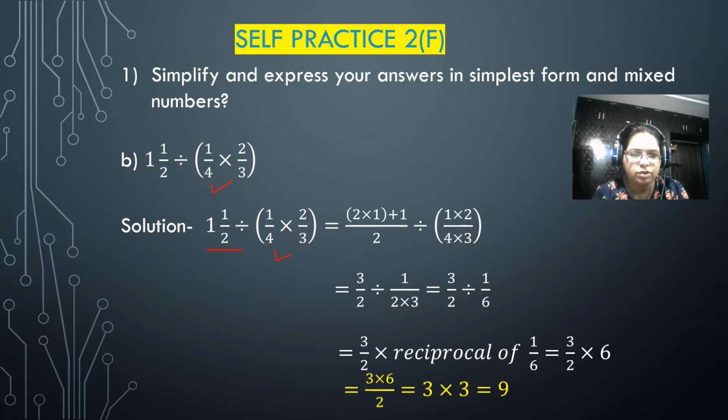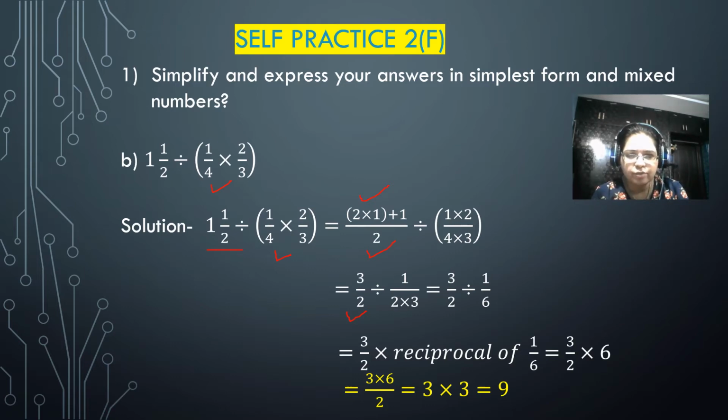1 1/2 is multiplication of denominator with whole plus numerator divided by denominator, that is the improper fraction of that mixed fraction. So here denominator 2 multiplied with whole 1 plus numerator 1 divided by denominator 2. We get 2 multiplied with 1 plus 1 divided by 2, and 2 multiplied with 1 is 2, 2 plus 1 is 3, 3 divided by 2. 3/2, division of 1/4 multiplied with 2/3.